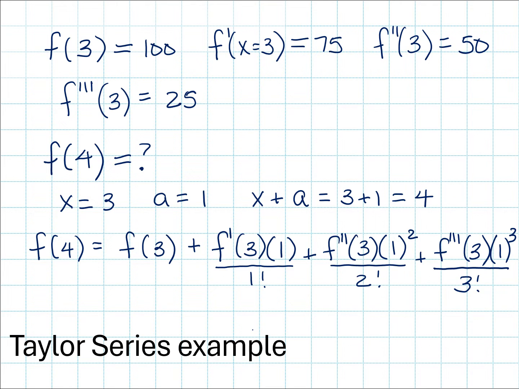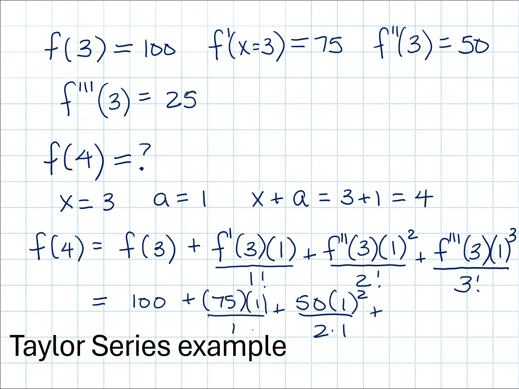over 3 factorial. And so now just expanding these out, substituting, I know that my value of f of 3 is 100. My value of f prime of 3 is 75 times 1 divided by 1, plus my f double prime of 3, which was 50. And then my third derivative of f, my value is 25.